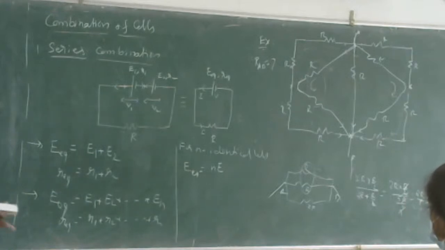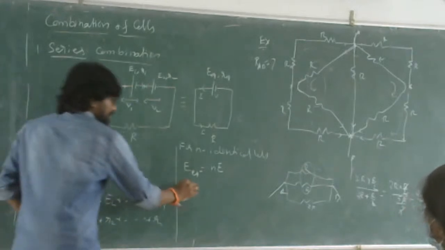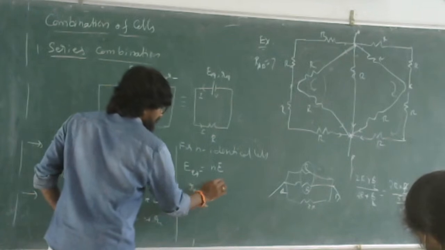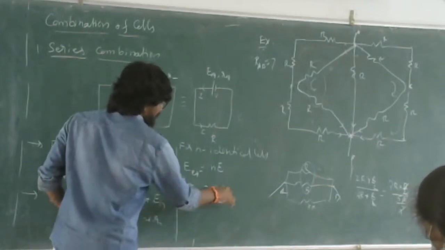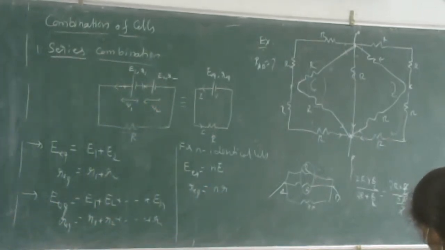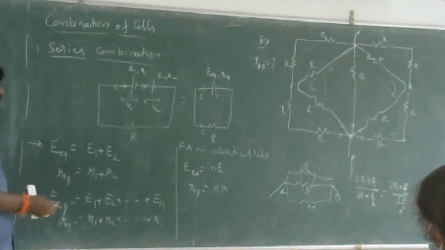Right? Similarly, R equivalent. What is this R? Internal resistance. Equivalent internal resistance is n into R. That is how we can find this.